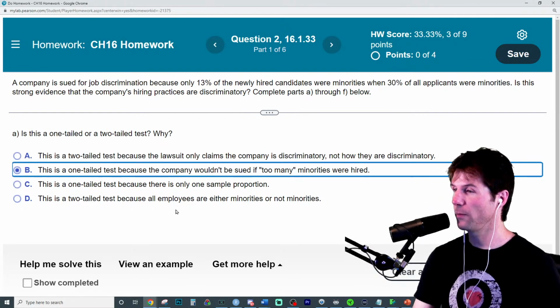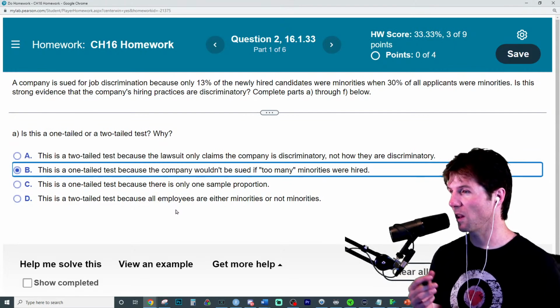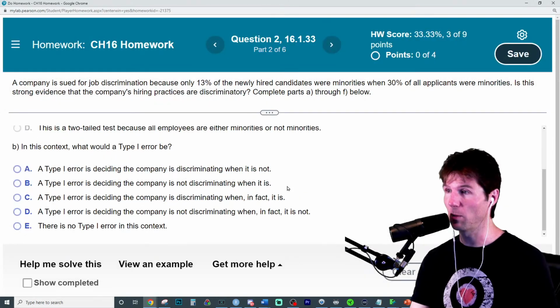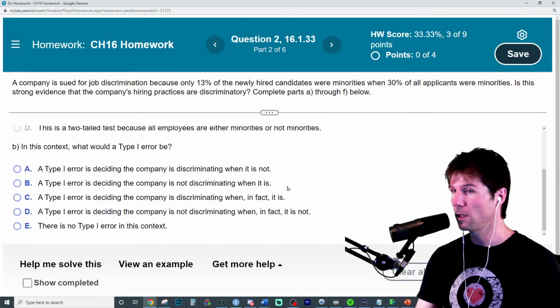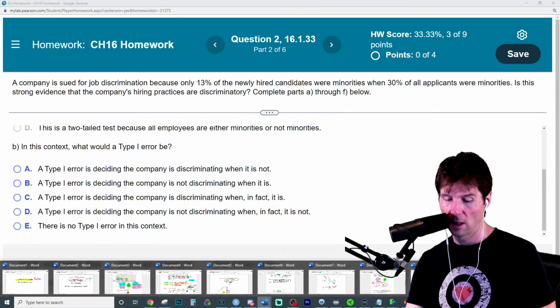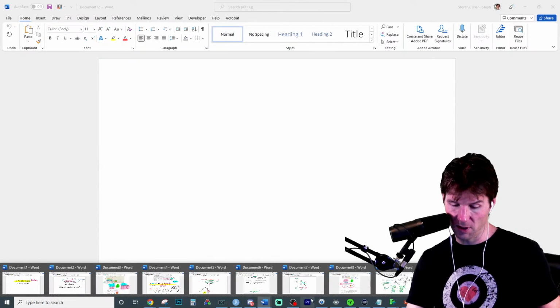So one-tailed, because we're just seeing, did they hire less than what we would expect? Is it less than the hypothesized amount? They're not going to be sued for hiring too many. They're going to be sued saying you hired too few. This is really good type 1, type 2 error stuff, and it goes back to our courtroom trials. So when you think about the courtroom scenario, we've actually got a little bit of stuff set up, right?